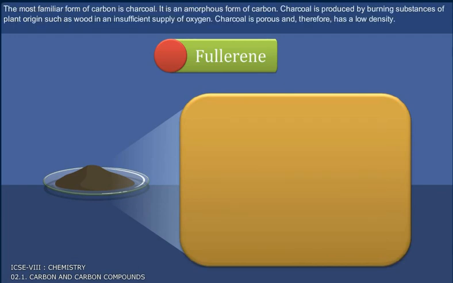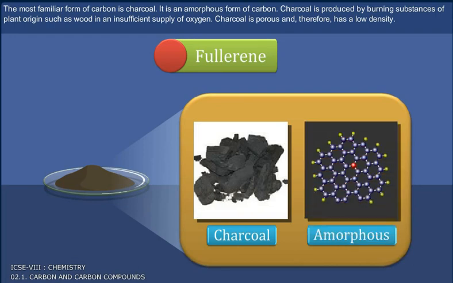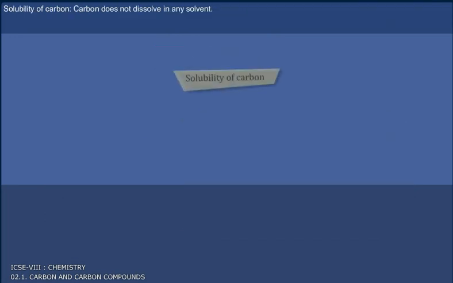The most familiar form of carbon is charcoal. It is an amorphous form of carbon. Charcoal is produced by burning substances of plant origin, such as wood, in an insufficient supply of oxygen. Charcoal is porous and therefore has a low density.